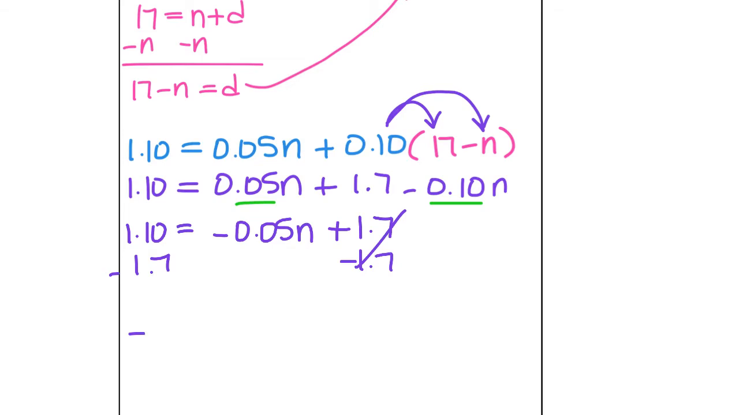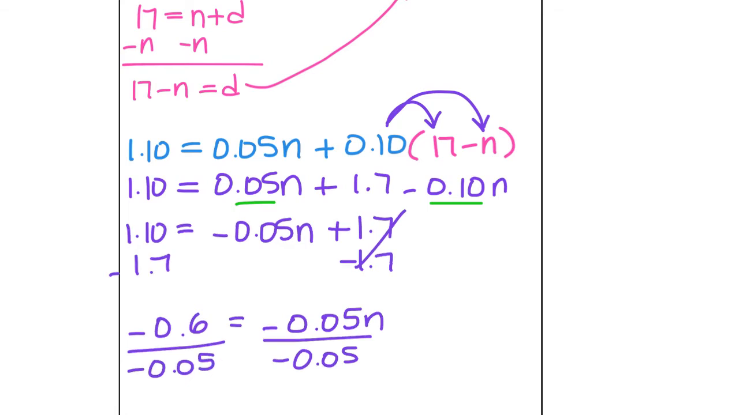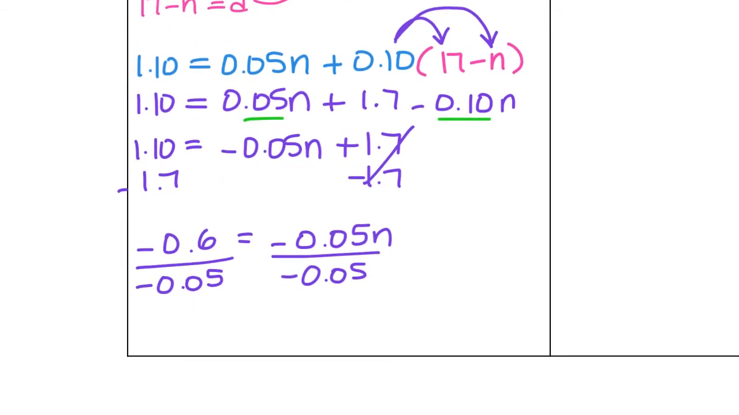And now that gives me negative 0.6 is equal to negative 0.05 N. If I want N to be by itself, I'm going to divide by negative 0.05. So negative divided by negative gives me a positive number. That turns out to be positive 12 equals N. So I officially found out that N equals 12.